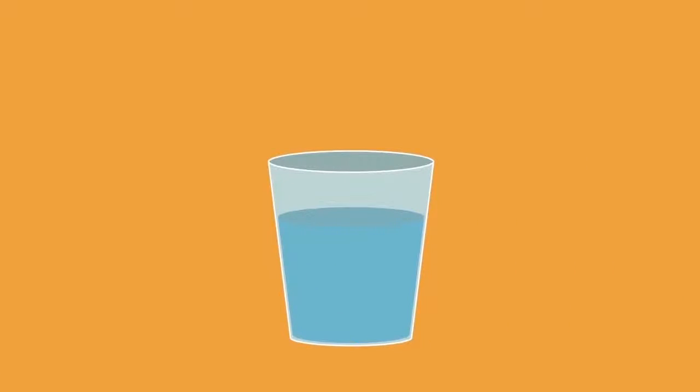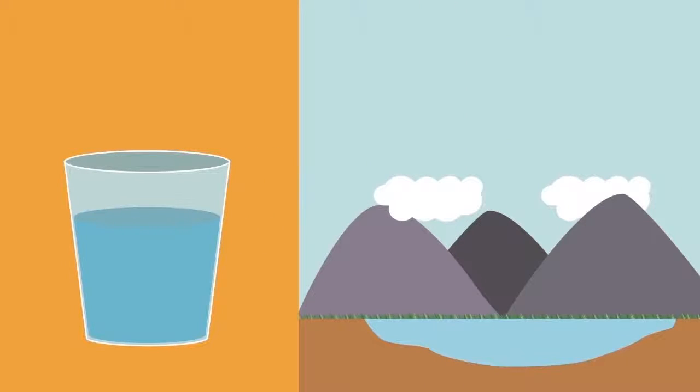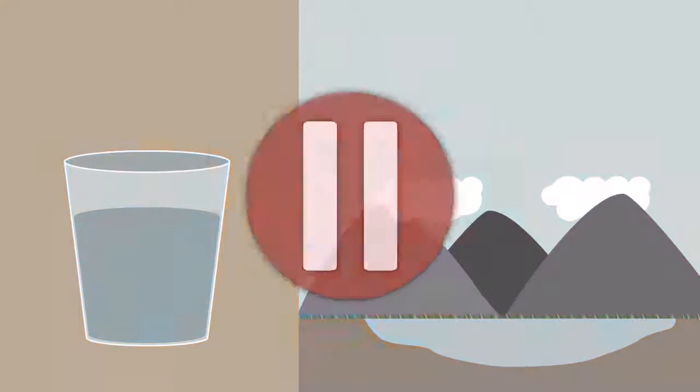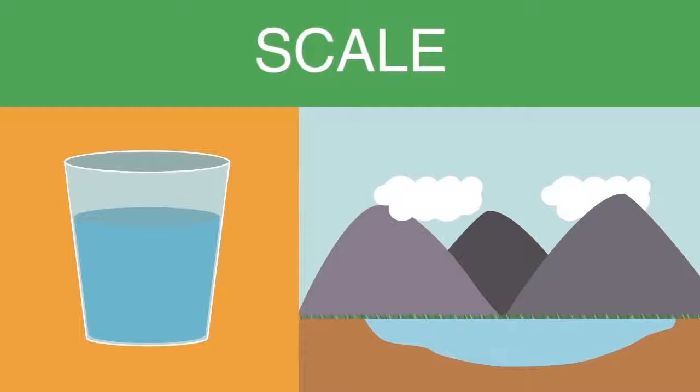Think of a glass of water. Its composition is considered to be the same all the way through. We call this homogeneous. However, a glass of water and a lake are completely different. Can you think how? Pause the video and continue when ready. The answer is scale and what the water is in contact with.